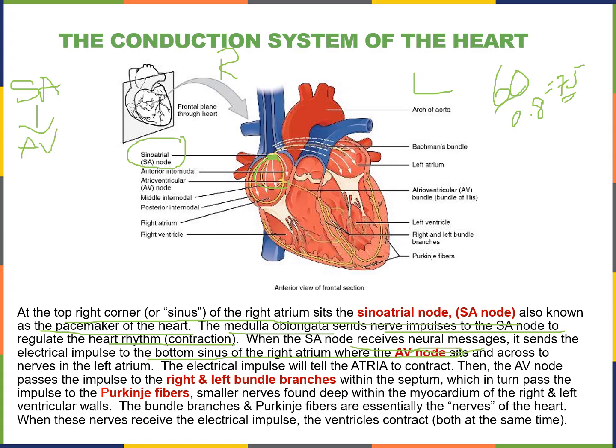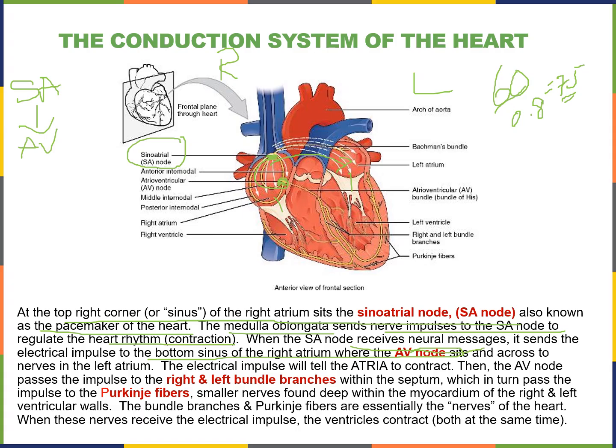And the AV node is right there at the junction, basically. That's the atrioventricular node. Now, the message, the electrical impulse, also travels across to the left atrium. And when it arrives at the left atrium, both atria will contract and send their blood into the ventricles. So there's a bit of a delay here, slight, but there's a bit of a delay.